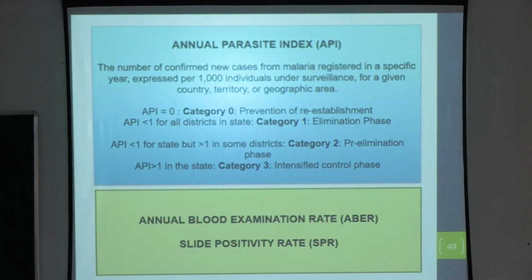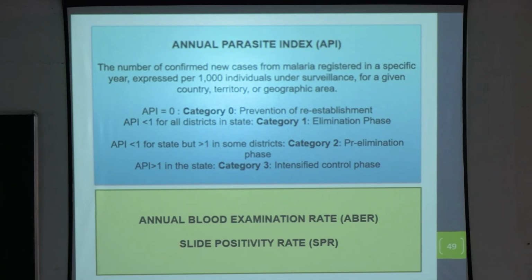How do we monitor it? By API, annual parasite index. So it is the number of confirmed new cases of malaria in a specific year expressed per 1000 individuals under surveillance for a given territory, country or geographic area. কতগুলো নিউ কেস অফ ম্যালেরিয়া রেজিস্টার হয়েছে?